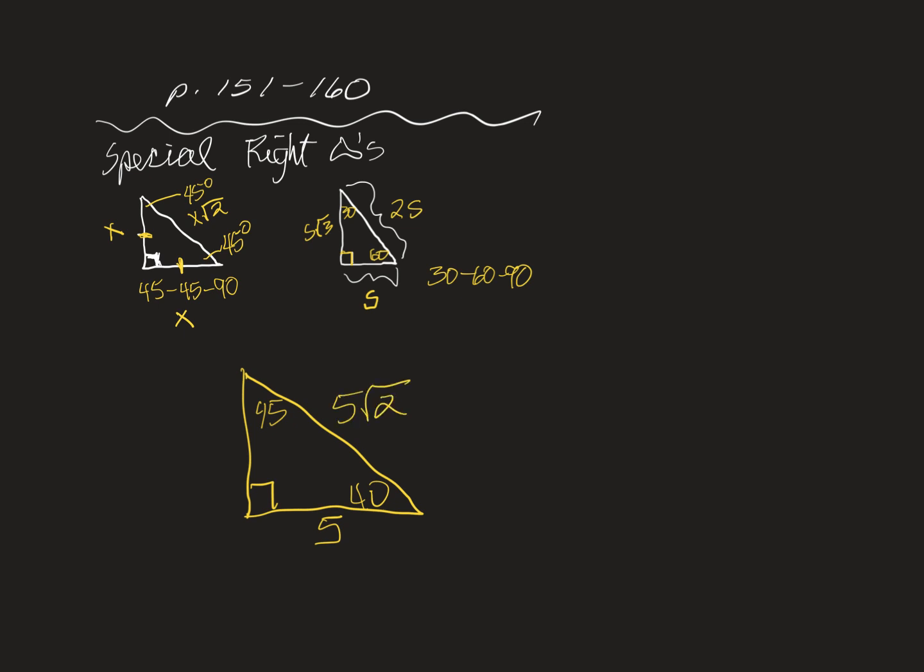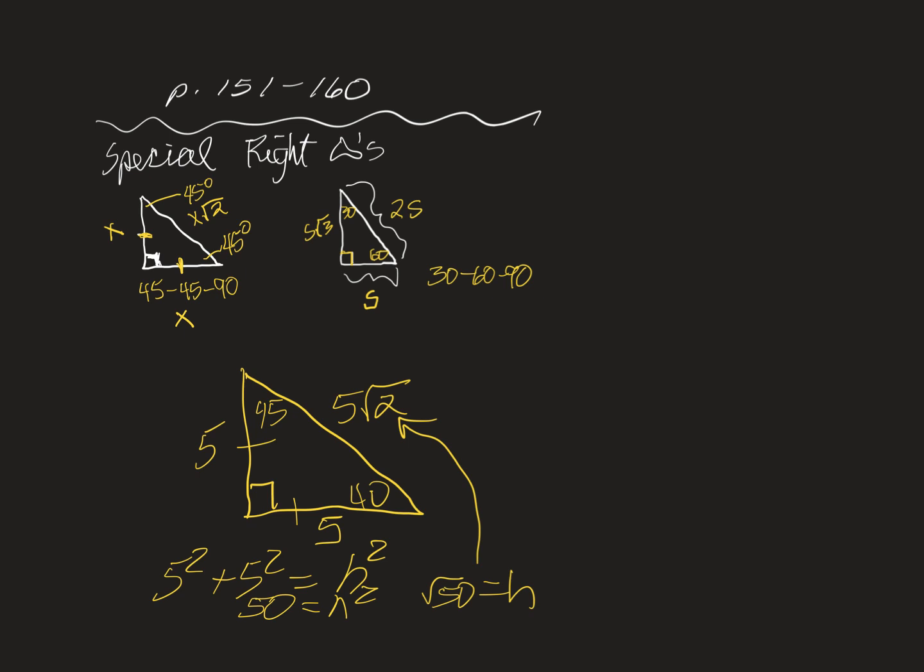All right? Now, you could figure this out by the Pythagorean theorem. Since these legs are equal, they're both 5. So 5 squared plus 5 squared equals hypotenuse squared. 5 squared is 25, so you get 50 equals the hypotenuse squared. And if you take the square root of 50 and simplify it, that's actually 5 times the square root of 2. And so these lengths actually come from the Pythagorean theorem.